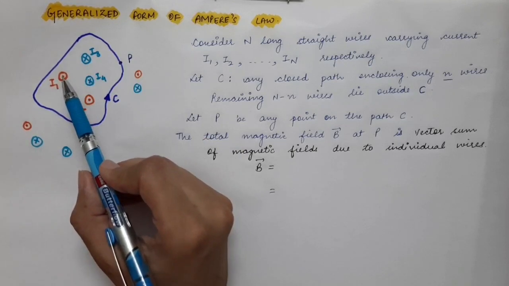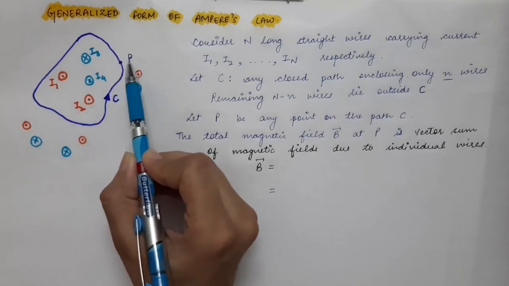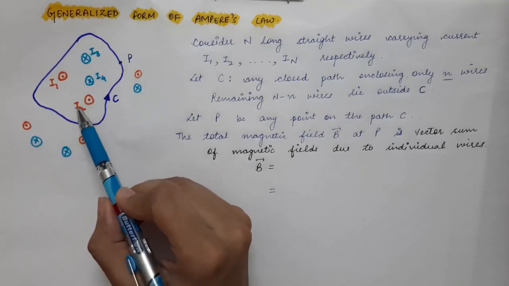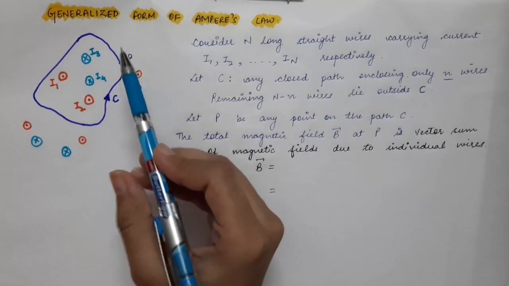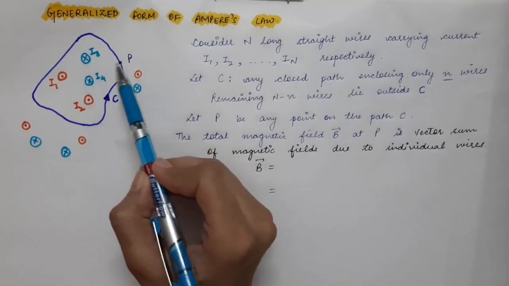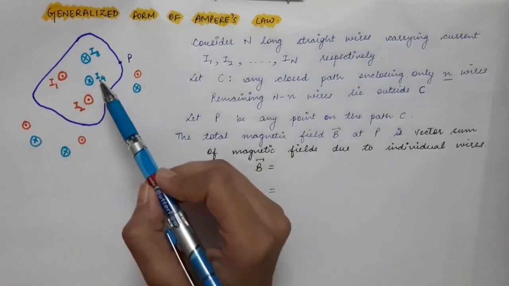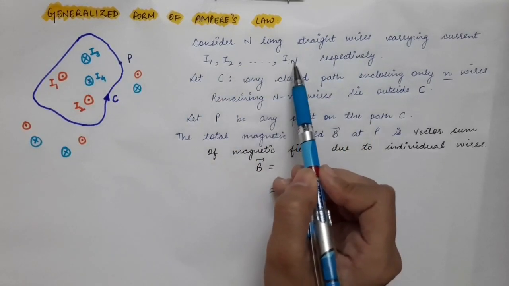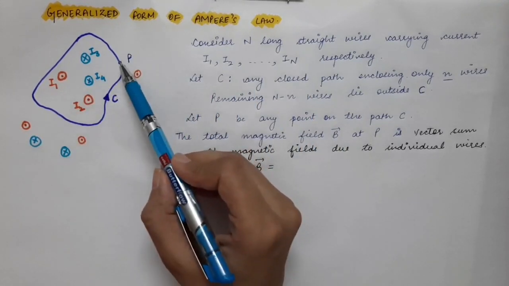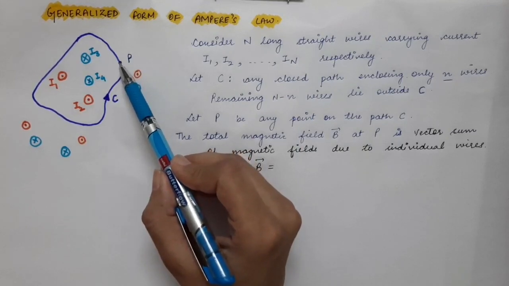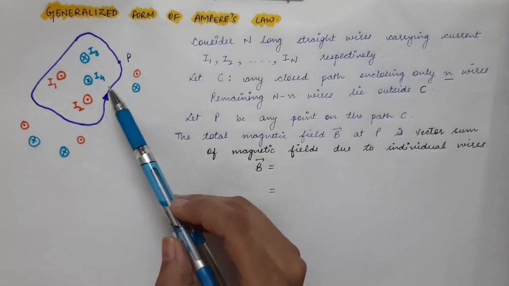For this wire, due to the presence of current I1, there will be a certain magnetic field at this point P. Then due to this second wire carrying current I2, there will also be a certain magnetic field at this point P. And similarly due to every wire present, all N long straight wires carrying current I1, I2 and so on up to In, there will be a magnetic field at P. Now what will be the total magnetic field at this point P?